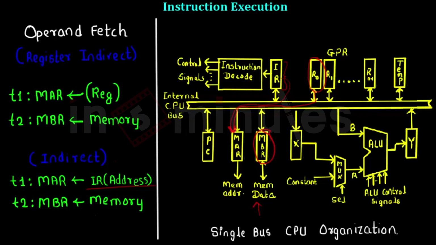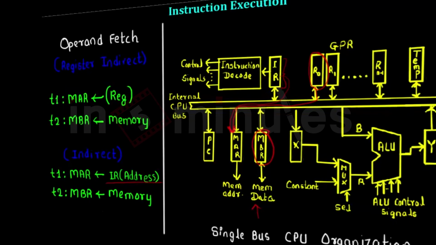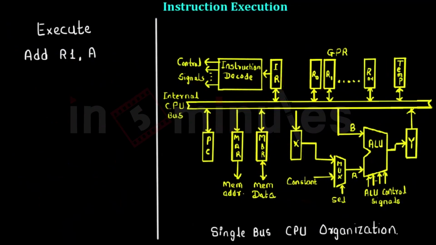Now let's look at the execution of a particular instruction, or the execute stage. Let's look at the execution of the instruction ADD R1, A. Here A is the memory address of the operand. So the contents of this memory address are to be added to the register R1, and the result is to be stored back in R1. This is the operation we want to perform.